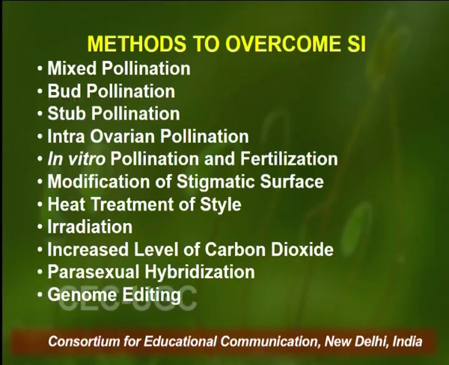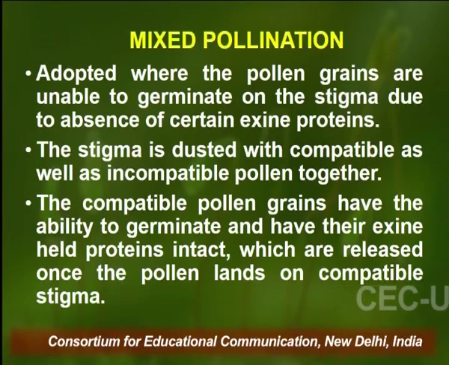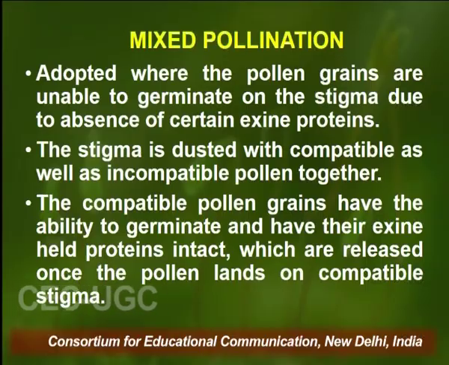These are some of the methods which we use to overcome self-incompatibility: mixed pollination, bud pollination, stub pollination, intra-ovarian pollination. I would be taking each one of these methods briefly, and we start with mixed pollination. Now, mixed pollination means we are dusting the stigma with two types of pollen grains, one which are compatible and the second are those which are incompatible. Those pollen which are incompatible are not able to germinate on the surface of the stigma. So, when we put the other type of pollen also which are compatible, then we term this as mixed pollination.